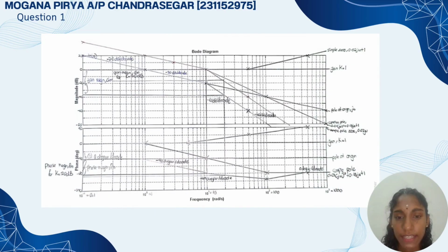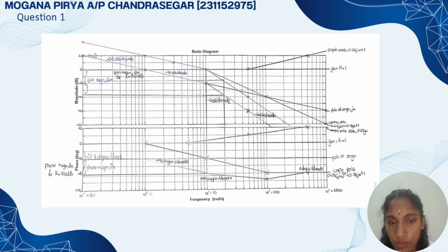Then I would like to explain the plot diagram that I have drawn. First, I drew the gain, which is K equal to 1, and then the simple zero, which is 0.02jw plus 1, and then the pole at the origin, and then the complex pole. After that, the negative 20 dB, then the negative 60, and then it ends with the negative 40 dB. The gain margin, GM, is equal to K equal to 20 dB. And then I go with the phase margin, which is the same as K equal to 20 dB.